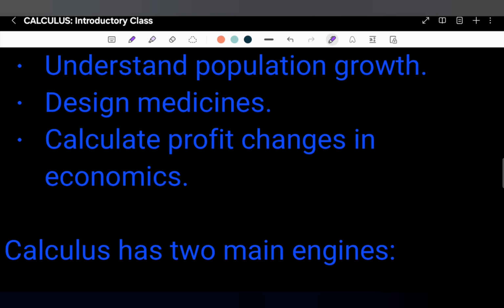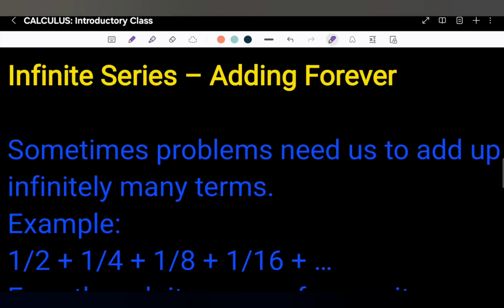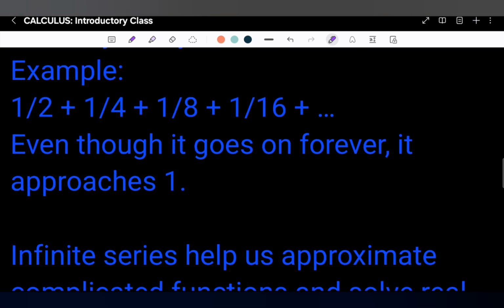Moreover, calculus helps us to understand population growth, design medicines, and calculate profit changes in economics. So far we have discussed integration and differentiation. Now we are going to start infinite series. What is an infinite series? A series which is adding forever. Sometimes problems need us to add up infinitely many terms.